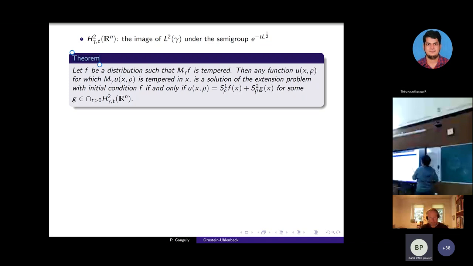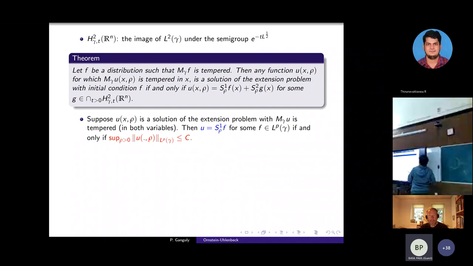Also, we can have a further characterization of this theorem. If we just impose another condition on the solution, that is, if the Lp norm of the solution is uniformly bounded with respect to rho, then the solution turns out to be only the first operator, S1 rho F. The second operator will not play any role in this case because of this condition. Also, we have a characterization of the solution in terms of the holomorphic extendibility of the solution.